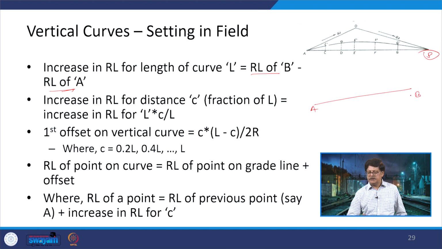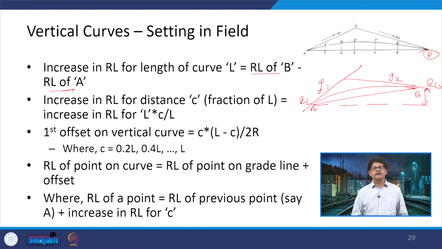A and B are like this, and then the curve is going in this form, and that is how G1 and G2 may be there. So, what you found is that there is a difference here in the RLs. So, this is RL A, this is RL B. That is what it is talking about, increase in the RL for length of curve L, because this length is L, and that is the change.